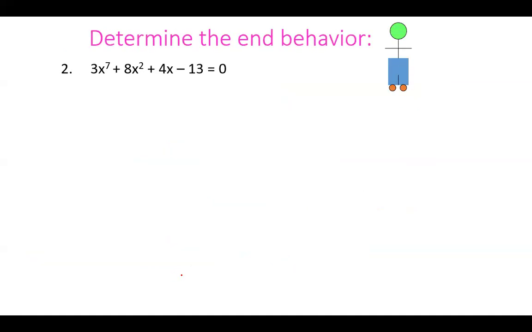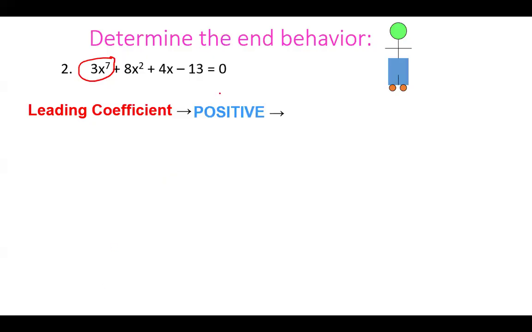Okay. Sample number 2. Are we in standard order? Our powers are decreasing. So therefore, this is our leading term. Looking at our leading term, is our leading coefficient positive or negative? It is a positive 3. Agreed? Because it is positive, that means that our right-hand side will be going up. So Bob is putting his right hand up.